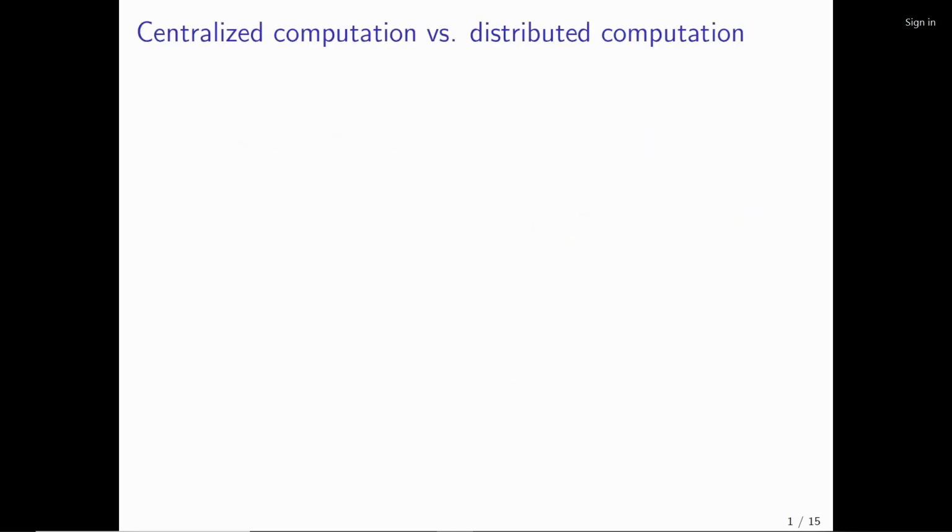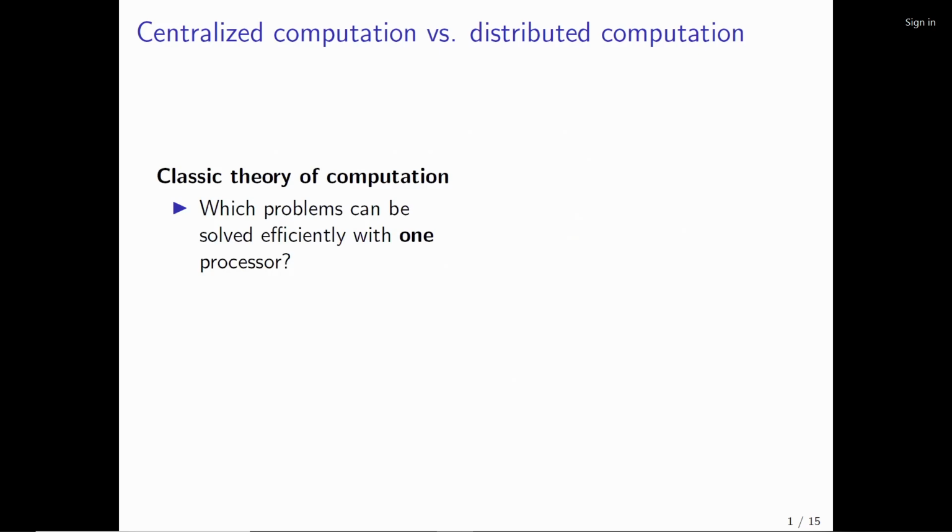I will call the classic model that we're working with the centralized model, centralized computation, as opposed to distributed computation. So normally, what are we interested in? In classic theory of computation, we often think of one processor, right? We want to solve problems efficiently, meaning that the total number of operations is not too big. And sometimes we also care about resource management like memory, right? So everything that we compute in terms of complexity is the total number of operations and the total amount of memory needed during execution.